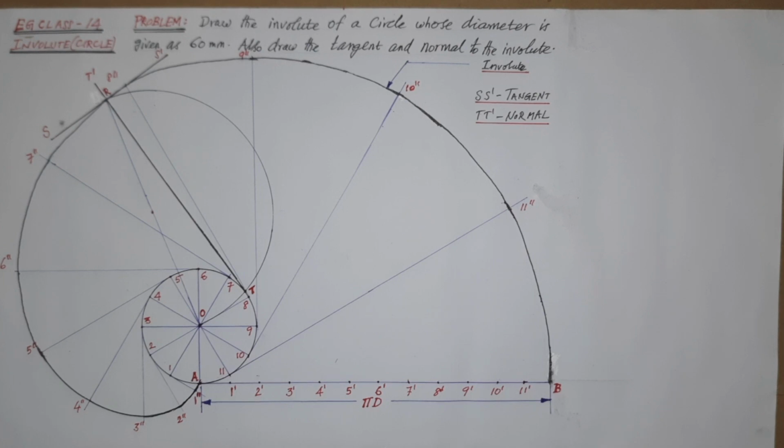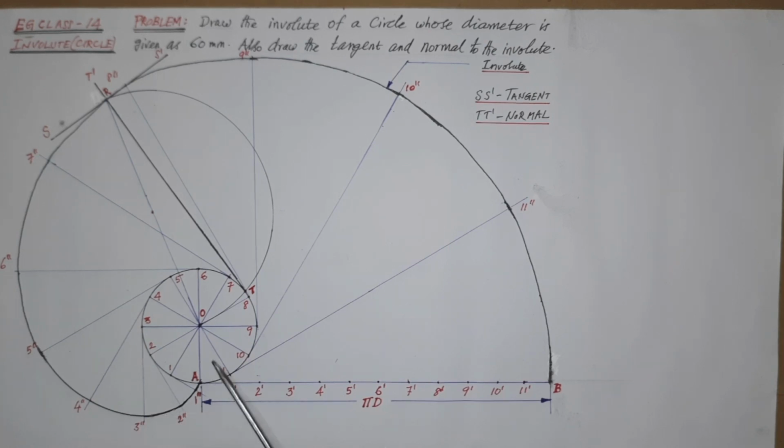For this video class, regarding how to draw the involute for the circle. As discussed in my previous video class 13, the releasing of string from the circle produces the involute, and the procedure to draw the involute, we are going to see through the step-by-step procedure in easy steps.